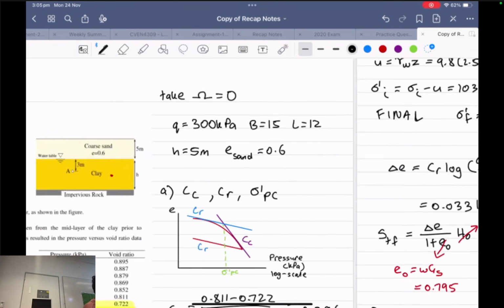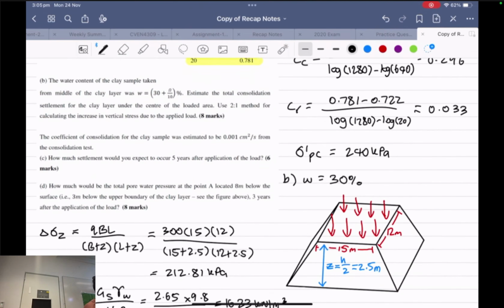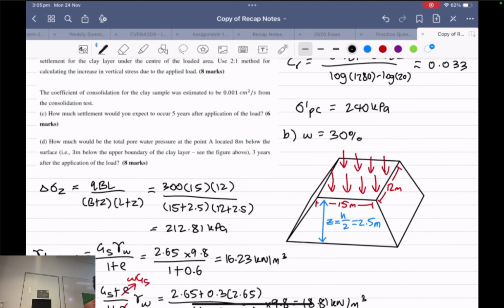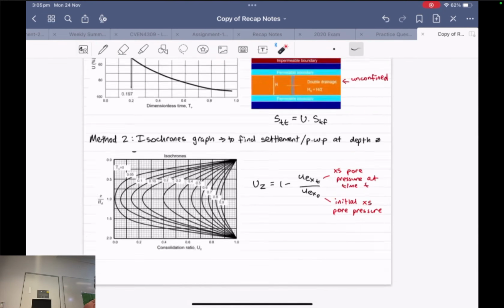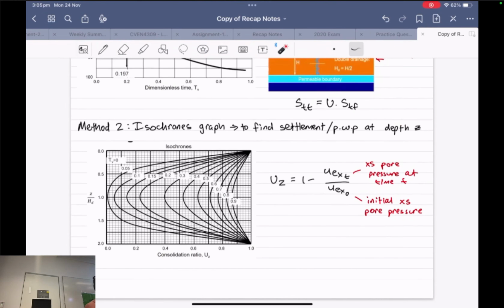Okay, and last part, part D: how much will the total pore water pressure be at point A, located 8 meters below the surface, 3 years after application of the load? So now we are also dealing with rate of settlement, but we're using the other graph, the isochrone graph, because it tells you a specific point, Z, and we're trying to find the pore water pressure. So remember here, to find the pore water pressure, we can use this relationship. So you want to find UZ. To find UZ, you use Z on HD, line it up with TV, and find UZ.